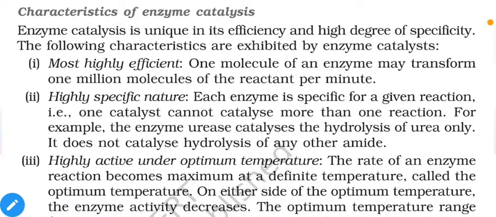For example, suppose if you want to decompose glucose inside the body to produce energy, then you have to use the specific required enzyme for that reaction only, and the same catalyst will be completely useless for other reactions. The following characteristics are exhibited by the enzyme catalyst. First is most highly efficient. One molecule of enzyme may transform 1 million molecules of reactant per minute. That means they are highly efficient.